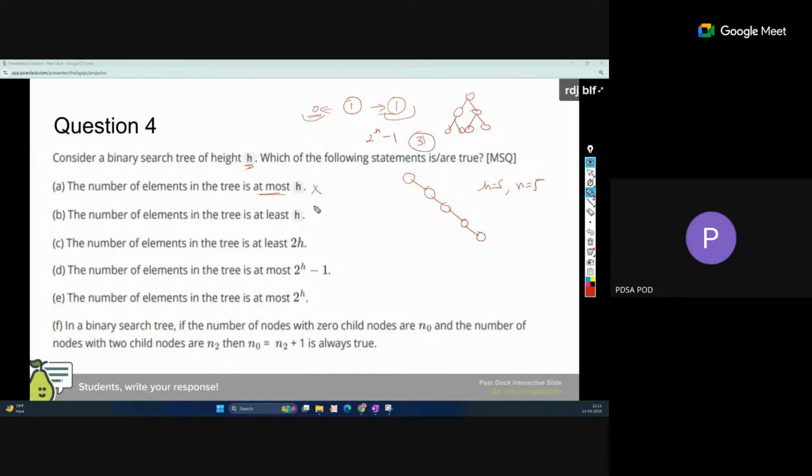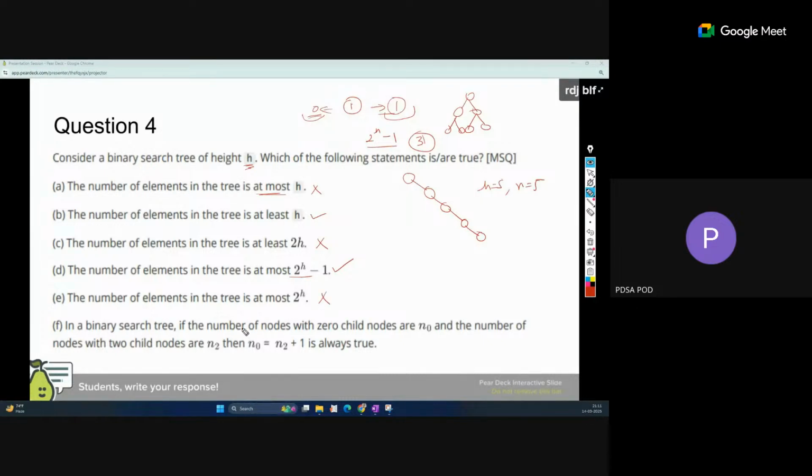So this is not true, but "at least h" is true. Correct, sir. The number of elements in the tree is at least h. So this is not false, correct, because we have got this. The number of elements in a tree is at most 2 to the power h minus 1. As we have mentioned this formula, this is true.